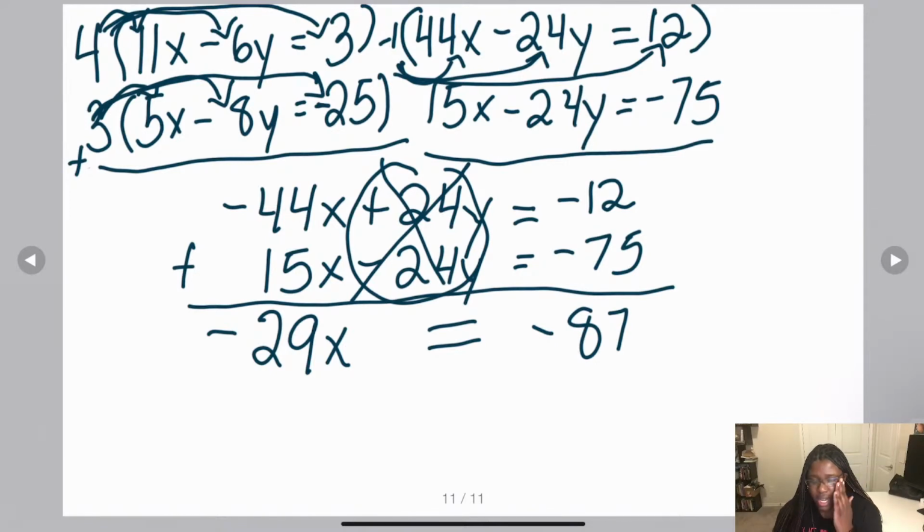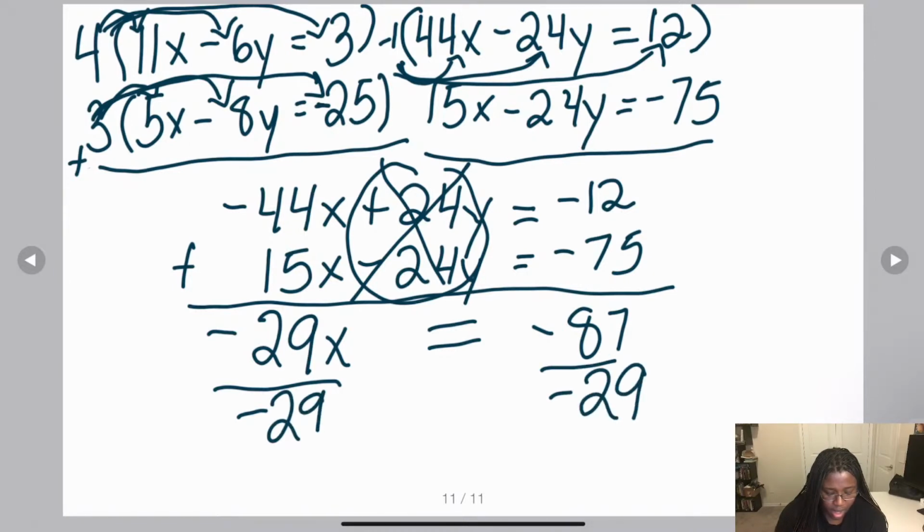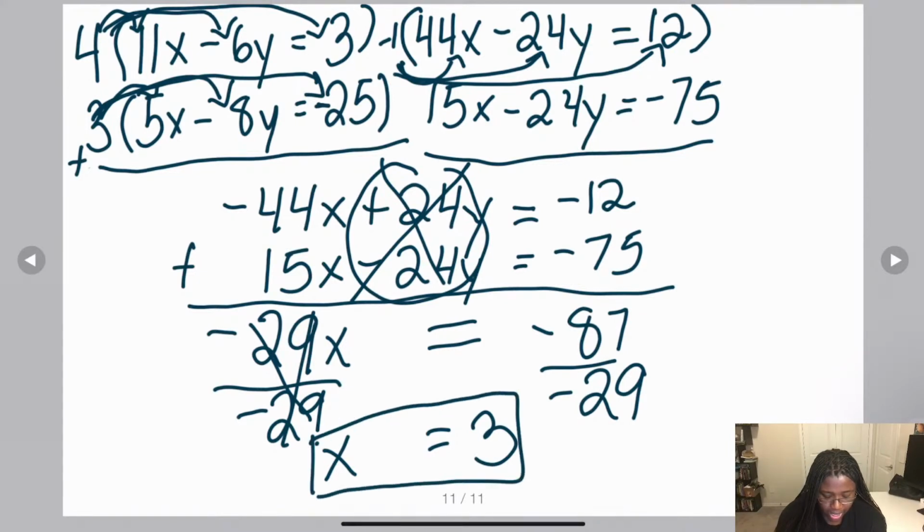-29x equals -87. To get x by itself, we're going to divide both sides by -29. -29 divided by -29 is 1, and so x will equal -87 divided by -29, which should be +3, because a negative divided by a negative is a positive. So I found that my x equals 3, but we're not done. I know elimination can be a lot sometimes. I totally get it, but we're almost done.